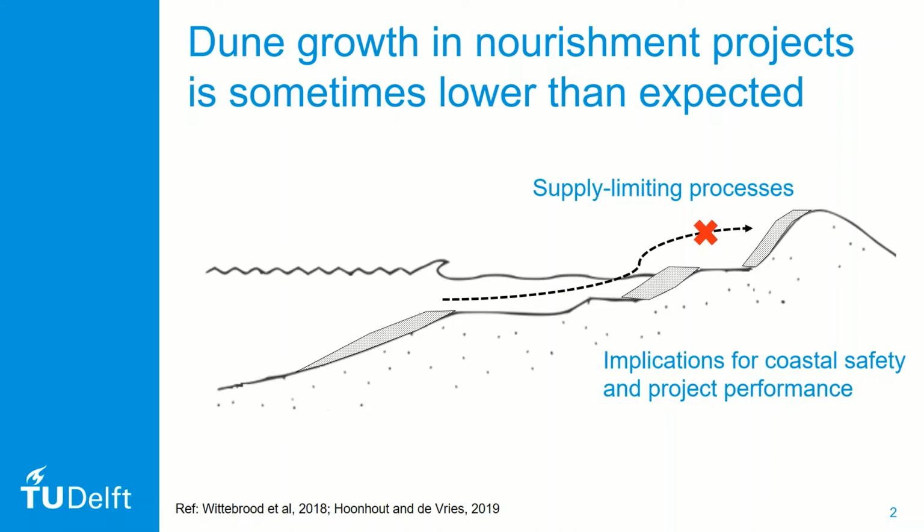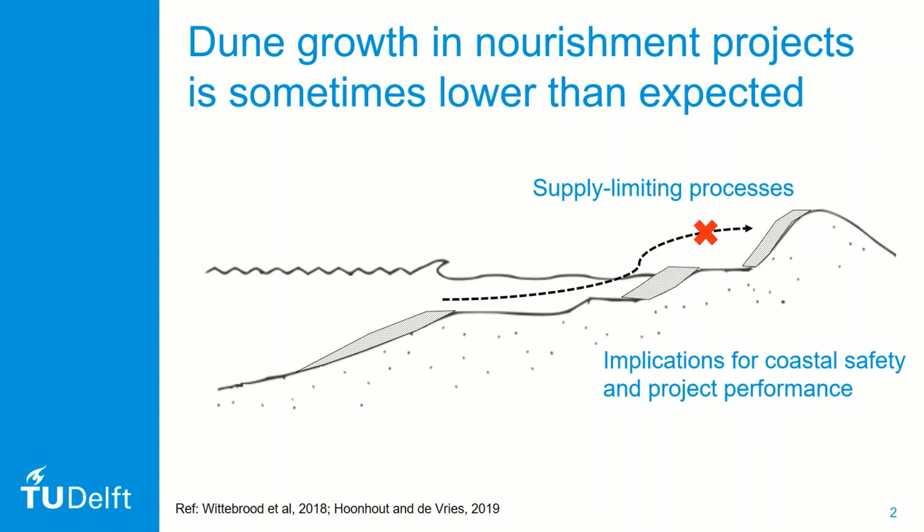The problem at hand is that dune growth in nourishment projects sometimes turns out lower than what could be expected. There are some examples from the Netherlands, for example, the Sandmotor and the Hondsbosje dunes, where the dune growth does not match expectations. And we learned from the Sandmotor that building a huge beach out of nourished sand does not necessarily lead to large aeolian transport and dune buildup.